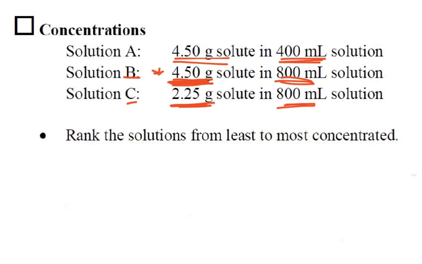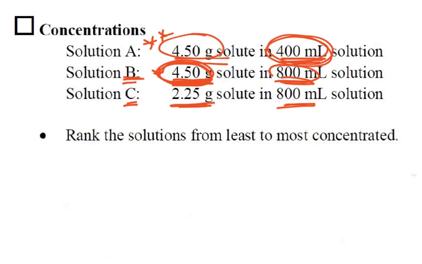Now the A and B both have the same amount of solute, but they have different amounts of the solution total. So if we tried to put the same amount of solute in half as much solution, then you can see that that is going to be very concentrated. So if we're trying to go least concentrated to most concentrated, I say the first thing we get is C, and then B would be more concentrated than C, and A would be more concentrated than B. And so we're going to end up with solutions down here.